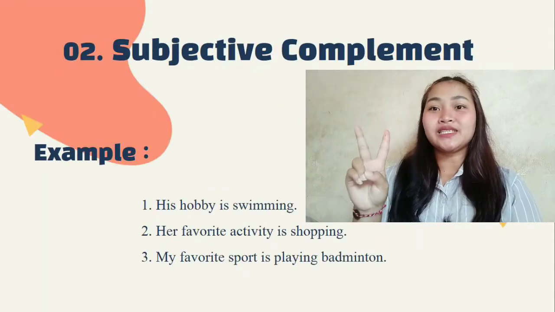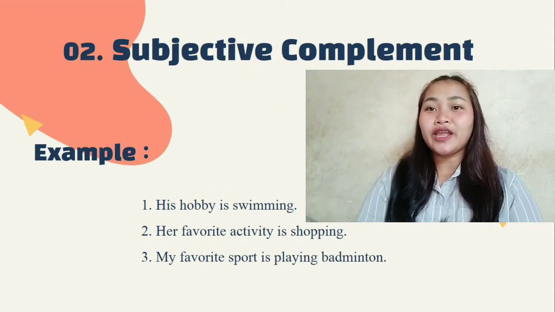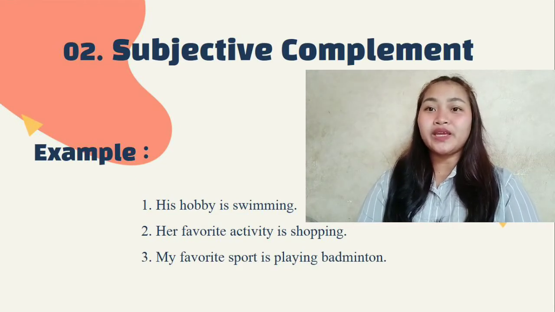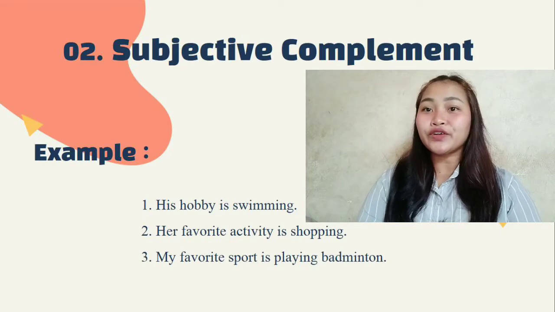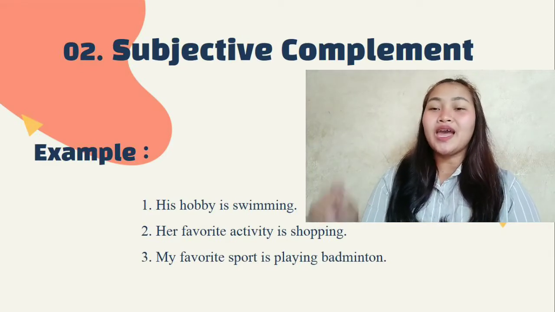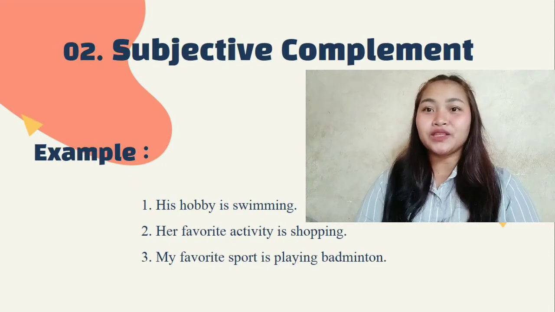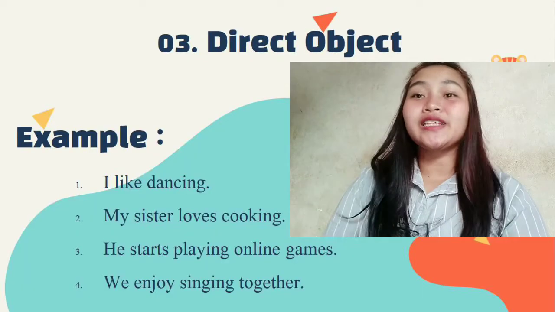The second is subjective complement. For example, number 1 is his hobby is swimming. Number 2 is her favorite activity is shopping. And number 3 is my favorite sport is playing badminton. The third is direct object.